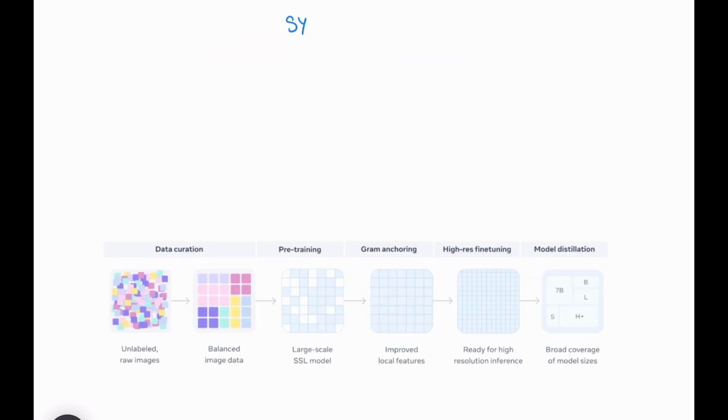Let's move on to synthetic data. So DINOv3 incorporated synthetic data generated by diffusion models into the self-supervised training.